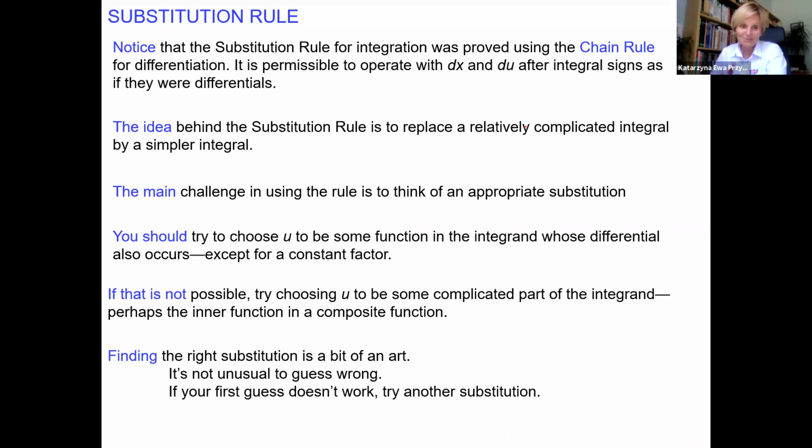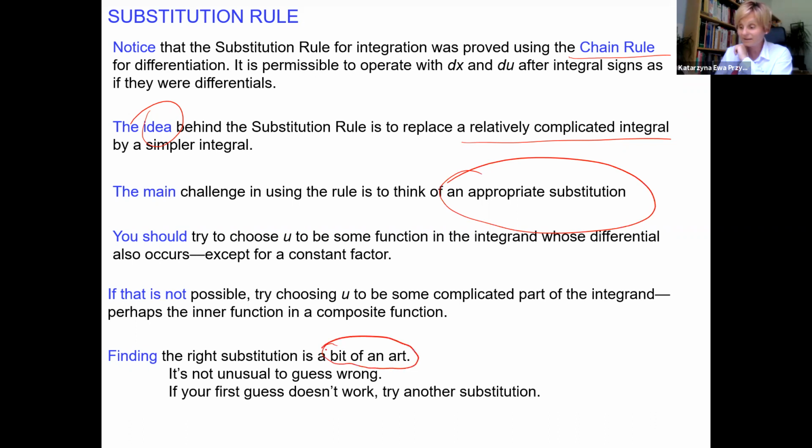Of course, the substitution rule has the chain rule behind it: compound function, inner function, derivative of the inner function. The idea is to simplify our work from a relatively complicated integral by the u substitution. The main challenge, of course, is to use the appropriate substitution. Sometimes I even call this a little bit of art.